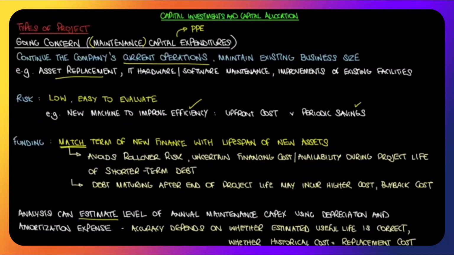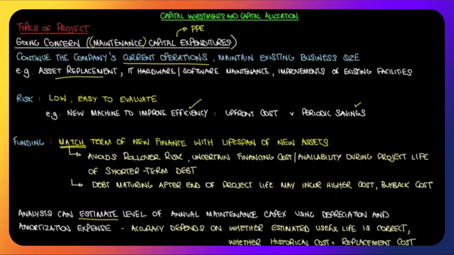So we'll estimate maintenance capital expenditures as the level of depreciation and amortization, which we will be able to dig out from the footnotes to the financial statements. It will be disclosed in there. Is it accurate? Well, it depends on whether the useful life of the asset was accurately estimated. We had an asset which was 3 years in that first example. Does it last 3? Is it 2? Is it 5? Who knows? And whether historic cost is equal to replacement cost.